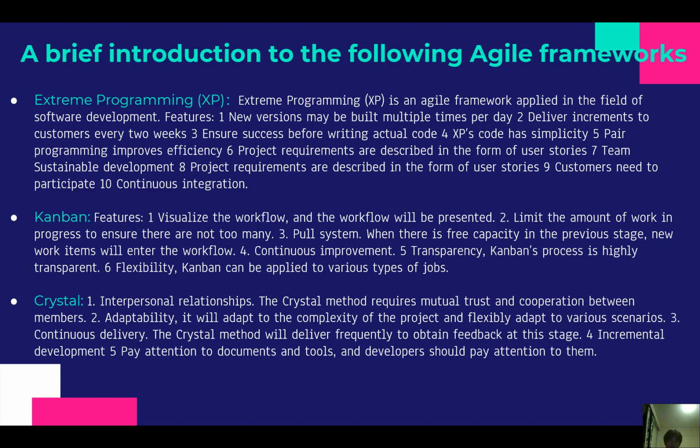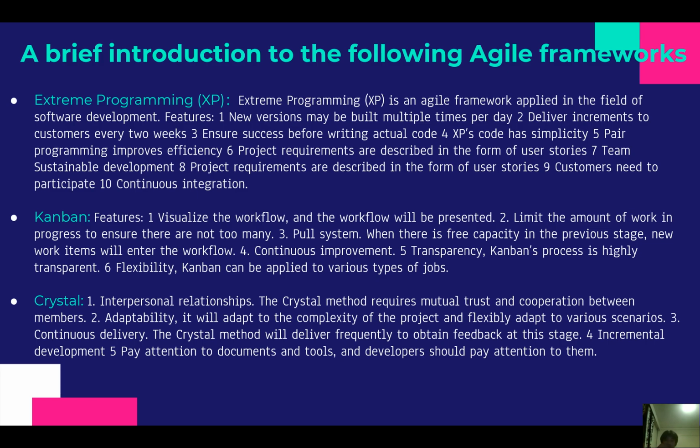Nine is customers need to participate. 10 is continuous integration. Next is Kanban. Kanban features: first is visualize the workflow, and the workflow will be presented. Second, limit the amount of work in progress to ensure there are not too many. Third is pull system. When there is free capacity in the previous state, new work items will enter the workflow. Fourth is continuous improvement. Fifth is transparency, and Kanban's process is highly transparent. Sixth is flexibility. Kanban can be applied to various types of jobs.